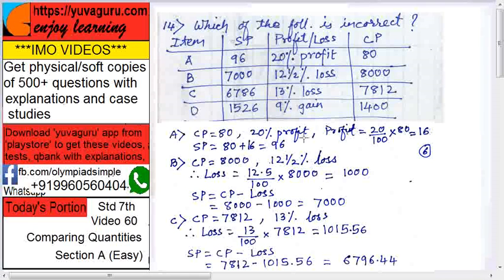Now what is the selling price? Selling price equals cost price plus profit, 80 plus 16, that is 96. So this answer is correct. A is correct. Now B.